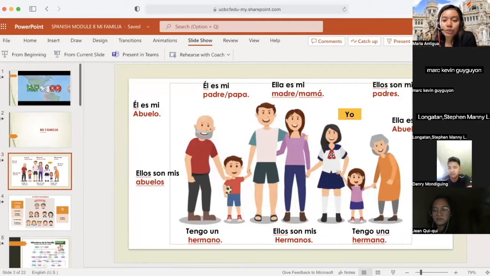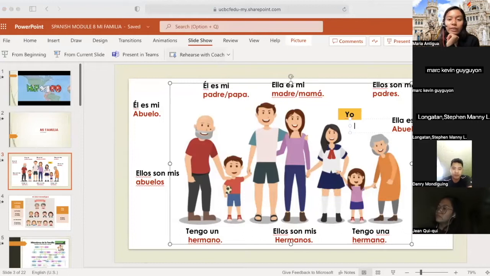For example, this is your family picture, right? This is your family picture and that is you, I. In English, it is I. Please take down some notes because we'll be having a quiz next meeting, and after that I will only be posting this PowerPoint, so I won't be posting the PowerPoint before your quiz. So whatever you have written, that's what you will be reviewing. Okay, so yo, that's you.